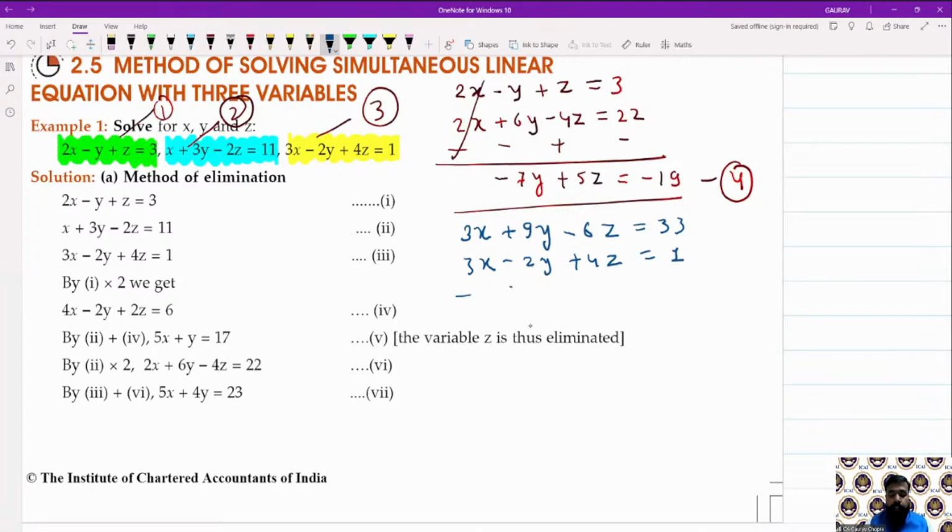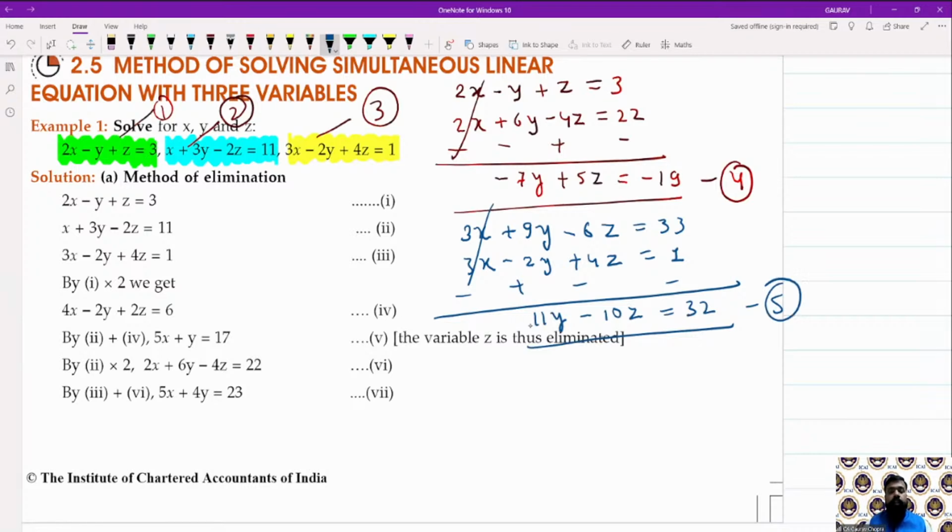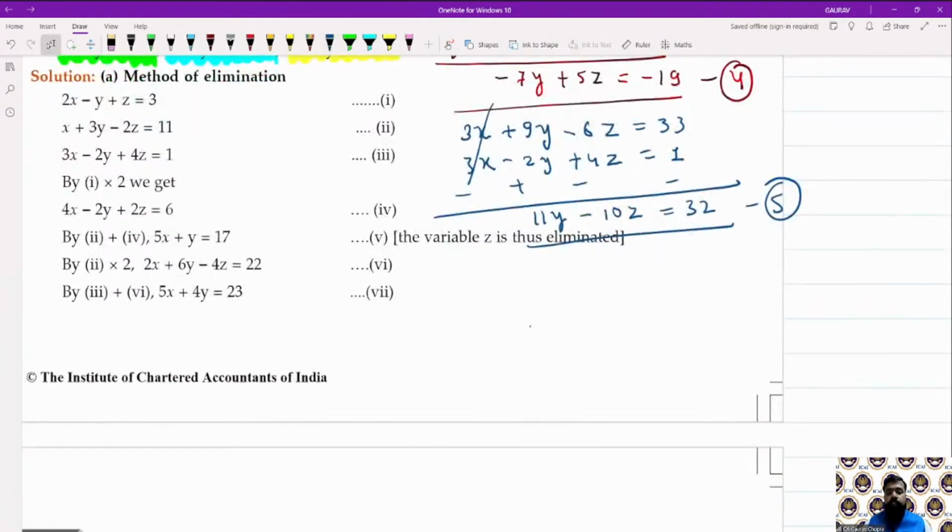Now we can subtract them. So change the sign. X is getting cancelled. So what is left? 11y minus 10z is equal to 32. This is equation number 5. Now we can solve equation number 4 and 5 and we can get the value of y and z. So this is the first way to solve the equations.